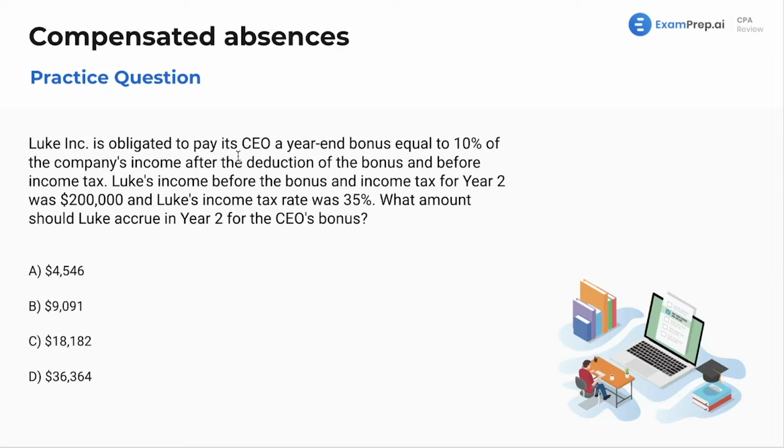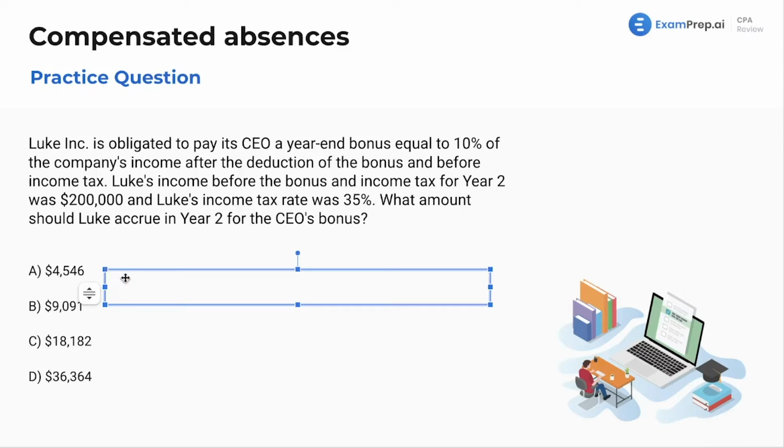Obligated to pay its CEO a year-end bonus equal to 10% of the company's income after the deduction of the bonus and before income tax. All right, so a little incentive-based compensation. It's an incentive for the CEO to get earnings up. Luke's income before the bonus and income tax for year 2 was $200,000, and Luke's income tax rate was 35%. It's pretty high, isn't it? Oh, well, let's see where we go from here.